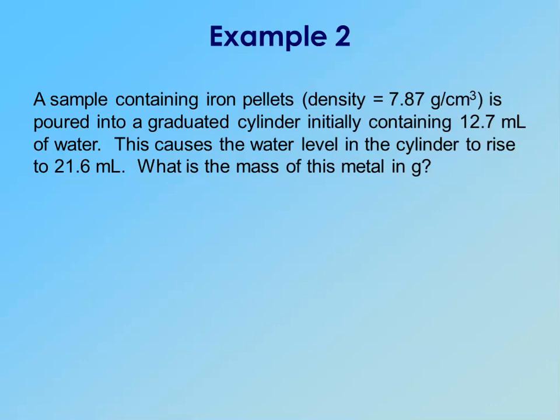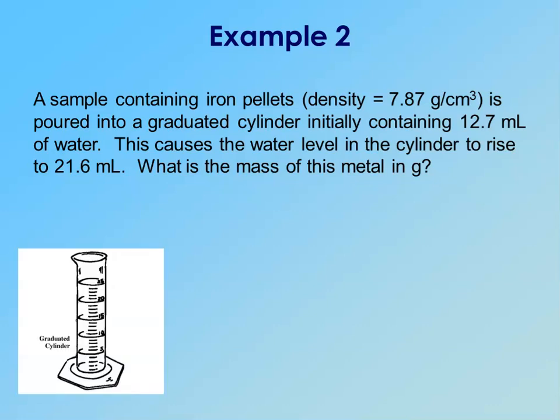So just like before, to find mass, we would need to multiply density times volume, but we need the density of the iron as well as the volume of the iron. We know what the volume of water was before we added the iron to the graduated cylinder, and we know what the volume of the water is after we added the iron to the graduated cylinder.